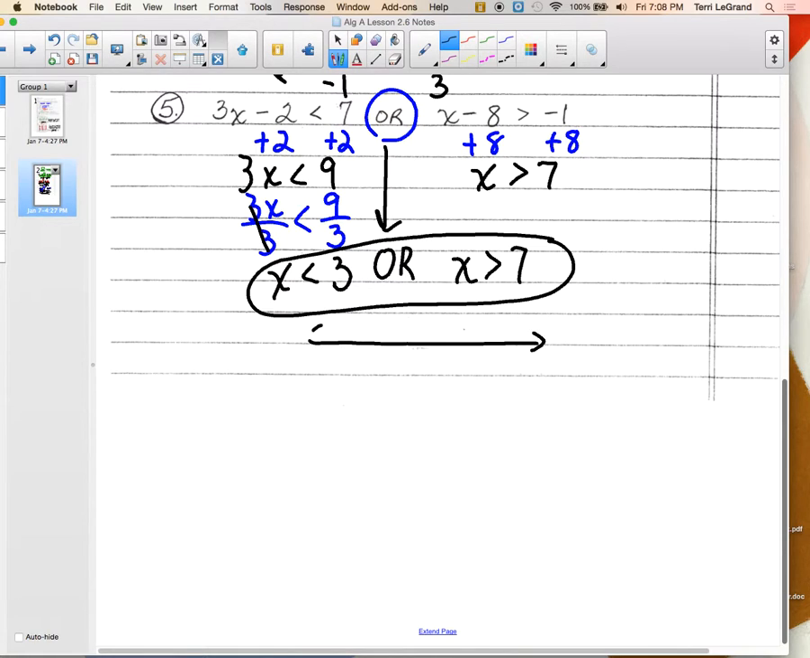So we're going to make our number line with our endpoints. 3 comes before 7 on the number line. X is less than 3. 3 is not included, but the numbers to the left of it are the ones that are smaller than it, that are less than it. Or x can come from this region. X is greater than 7. 7's not included, but all these guys to the right are. So there's our graph representation of the solution.